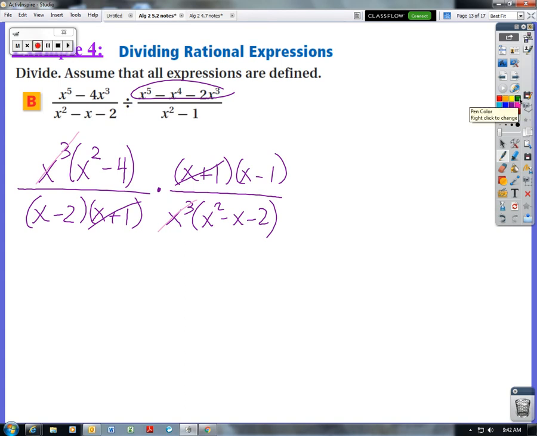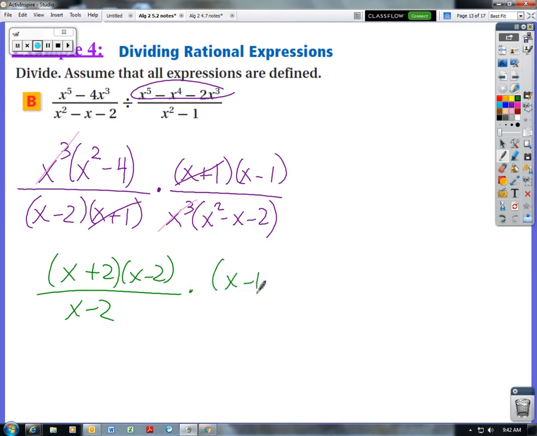Now we need to factor x squared minus 4. That's a difference of squares. So x plus 2, x minus 2. X minus 2 still on bottom, times this x minus 1 on top. And this part needs to factor into 2 sets of parentheses. That's going to be negative 2 and positive 1. Now I can cancel that one and that one.